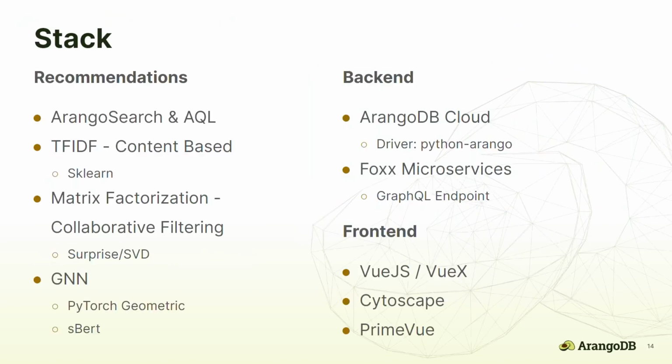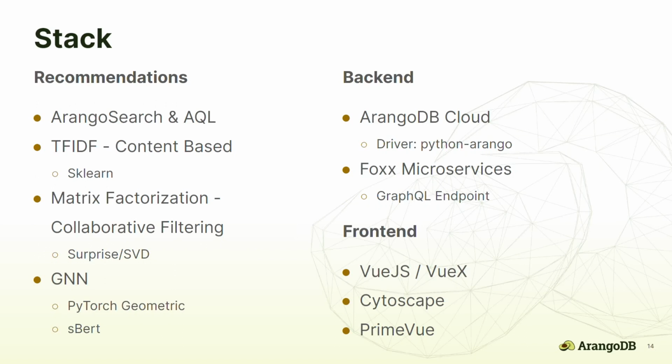Okay, so for that site, the general stack that we use for the recommendations, as I mentioned, we have Arango Search for the TFIDF side and the content-based search. And then we just use raw AQL to take a look at user ratings and then get similar movies. For the TFIDF, which is the approach we use for the ML content-based, we just used sklearn. On the matrix factorization and collaborative filtering side of things, we use the Surprise library and the SVD algorithm there. And then on the GNN, we use PyTorch Geometric and Espert for those.